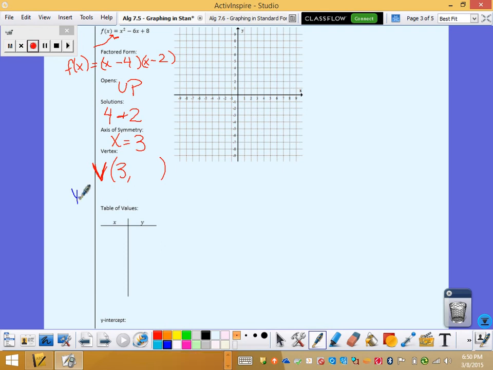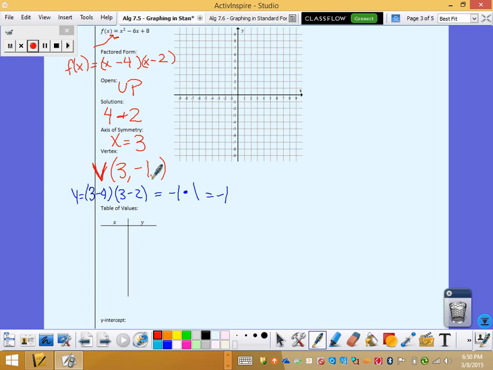So we know that y is going to equal 3 minus 4, just plugging x into our factored form. 3 minus 4 times 3 minus 2. 3 minus 4 is negative 1, times 3 minus 2 is also, oh sorry, is positive 1. So your y-coordinate is going to be negative 1.